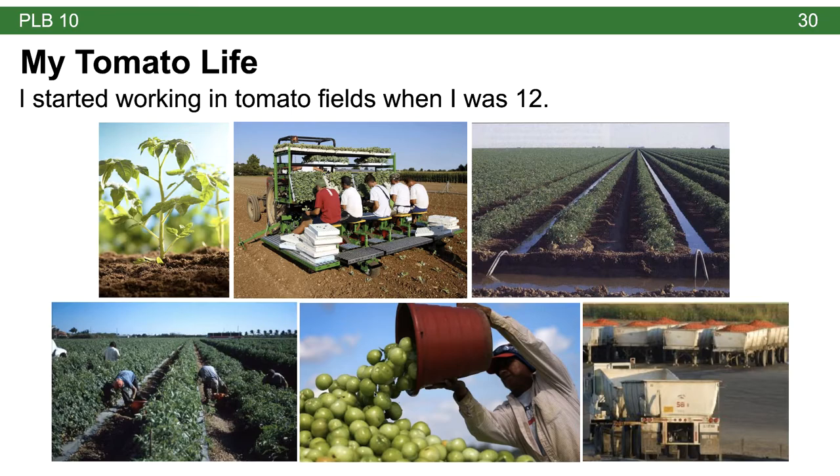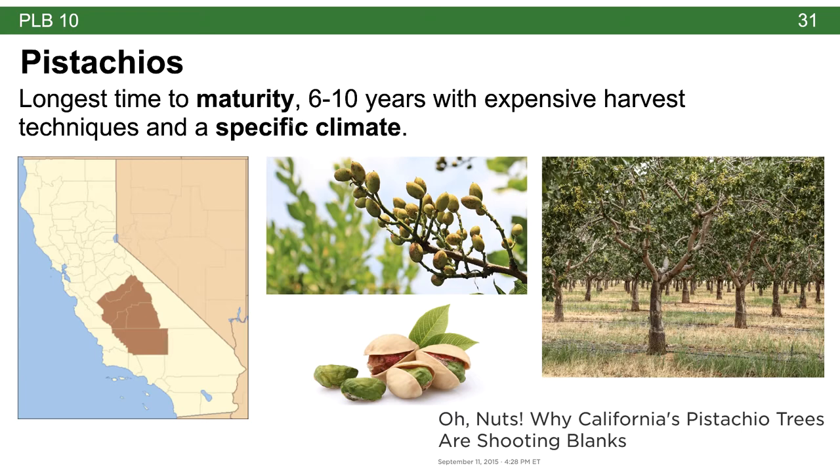Among the nut trees that we've talked about, pistachios are easily the most difficult. And this is partly because they take the longest time to mature. So it's about 6 to 10 years with lots of pruning and gentle care of the tree as it gets to that age. And then it's pretty expensive harvest techniques. What happens with pistachios is similar to other nut trees, where a shaker comes underneath the tree and gently shakes all the nuts off the tree.